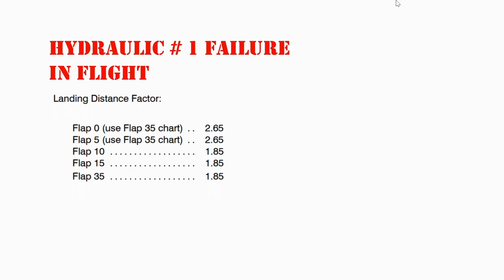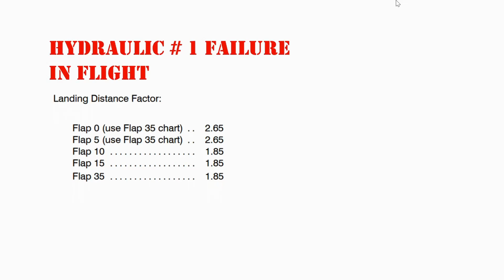with flaps 0. For example, let's say the failure occurred when we retracted the flaps, you were clean, and then you just had this malfunction. Maybe there was an airlock in the lines or something happened, or there was a leakage, and you lost your number one hydraulic system. So in this case, you are using flaps 0. For flaps 0, it says on the first row, you'll use what you call a flap 35 chart, and the landing distance factor is 2.65.